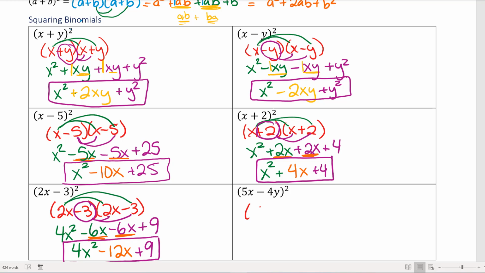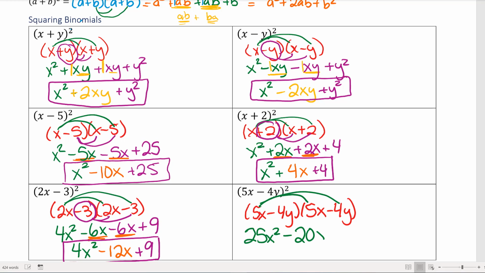Our last problem is (5x − 4y) quantity squared. So I'm going to write that twice and double distribute. 5x times 5x is 25x squared. 5x times −4y is negative 20xy. And then the −4y, I'm going to distribute that. Make sure that the negative gets distributed with the 4y, because the negative sign is always applied to whoever's behind it. So that gets you negative 20xy.